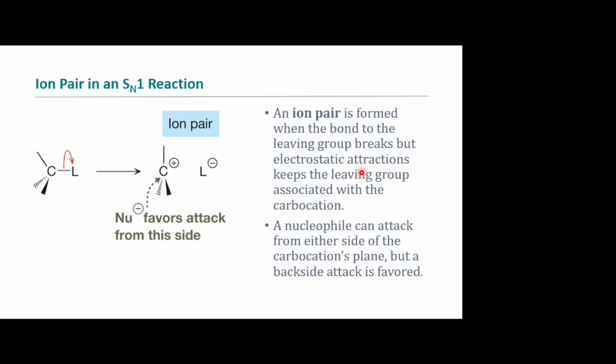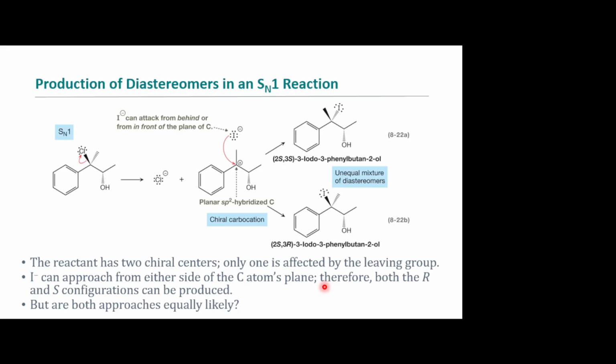Okay. Now, again, the nucleophile can still attack from both sides. This is going to be a longer distance attraction. You'll have more space here for it to attack. So it is possible to get the other side attack. But it's going to prefer not going near the negative charge, right? And so you're going to get less of that. Okay. This is diastereomers in an SN1 reaction.